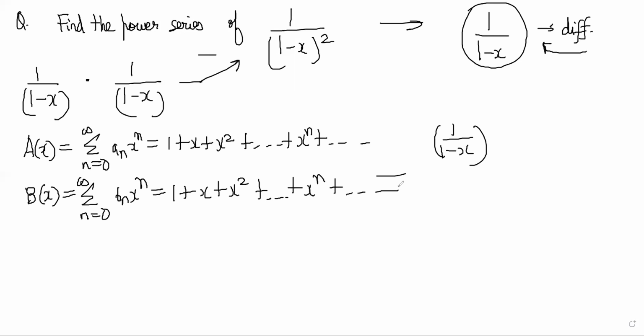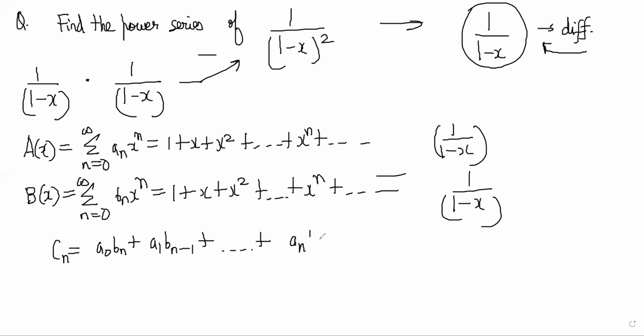Correct? That is also identical. It is also 1 by 1 minus x. So multiplying them, let's write down the term Cn. Cn is basically the coefficient of x power n in the resulting power series. So it will be a0 bn plus a1 bn minus 1 and so on till an b0.